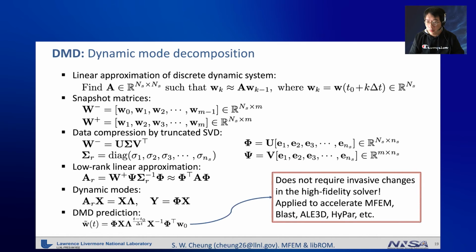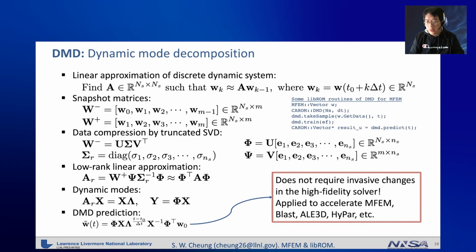So one important remark is that the DMD approximation does not rely on the original physics, which makes it a suitable candidate for general experimental data and very high fidelity and complex simulation data. We have applied the libROM implementation of DMD to different physics codes, including MFEM, BLAST, ALE3D, and Hypre. And again, the libROM syntax of DMD for MFEM is quite straightforward and easy to use.